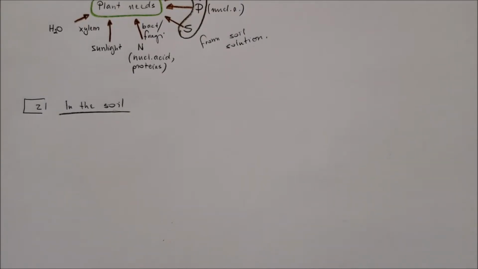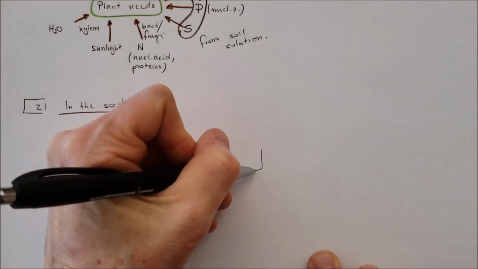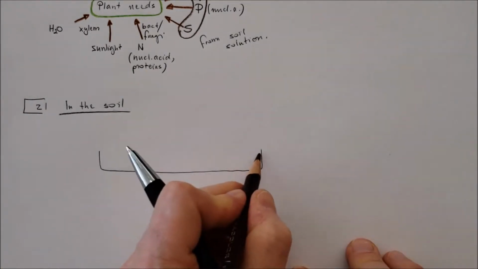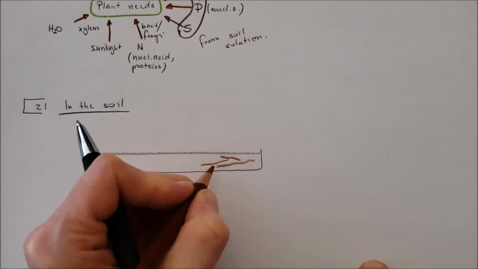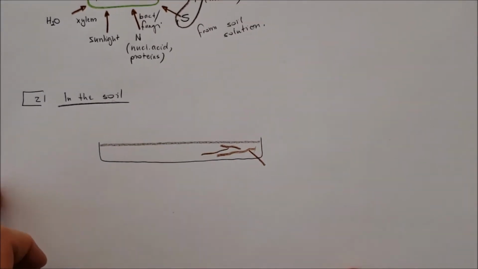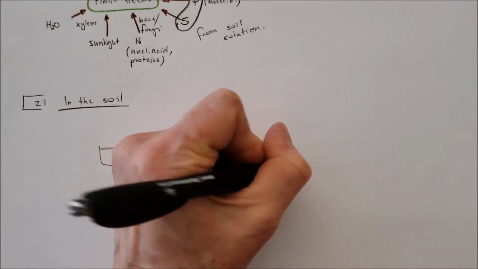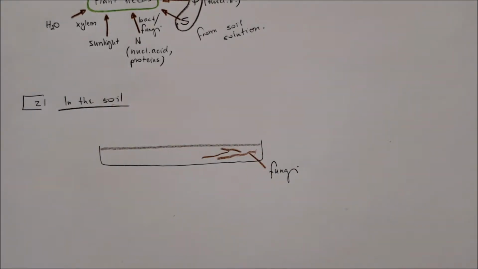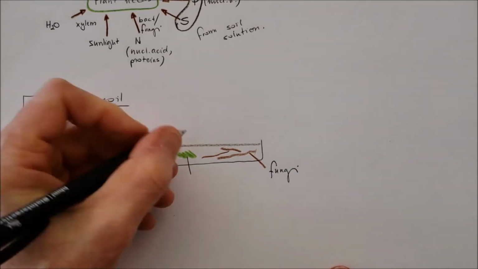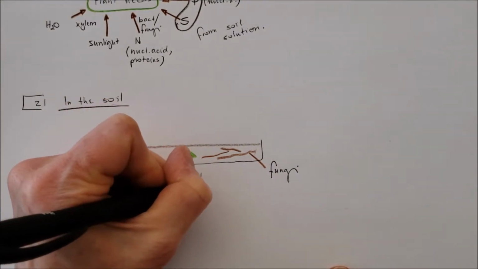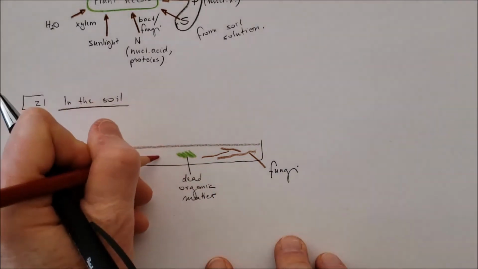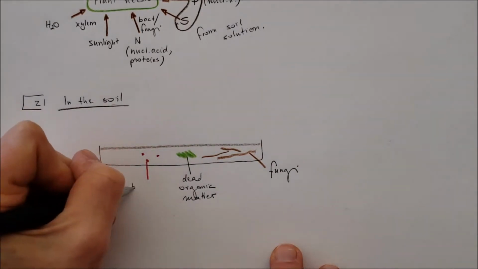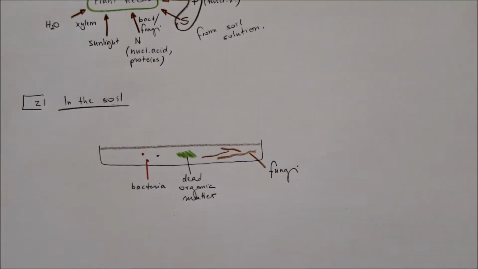Here is the cross-section of the soil or sample soil, and the soil contains fungi, the hyphae of the fungi that is important, providing nitrogen for the plants. This green stuff will represent the dead organic matter that comes from diseased organisms. These dots represent the bacteria, they are not to scale.